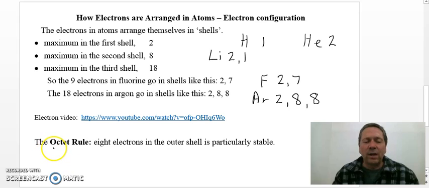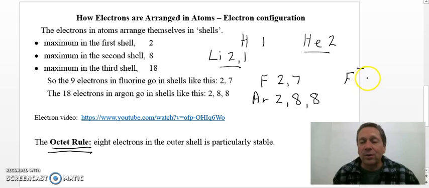Now, there's a thing called the octet rule, talking about electrons. That says that 8 electrons in the outer shell is particularly stable. Now obviously it doesn't count for things like helium and lithium, because they don't have anywhere close to 8 electrons in the outer shell. But for things like fluorine, for example, fluorine can go to the fluorine ion, negatively charged, so it's got 1 extra electron. So now the electron configuration is 2, 8. And you can see there's 8 there in the outer shell.